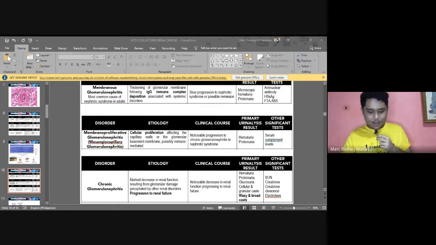Next, of course, is chronic glomerulonephritis. As the name says, this is a glomerulonephritis that persists for a long time. So chronicity, long term.